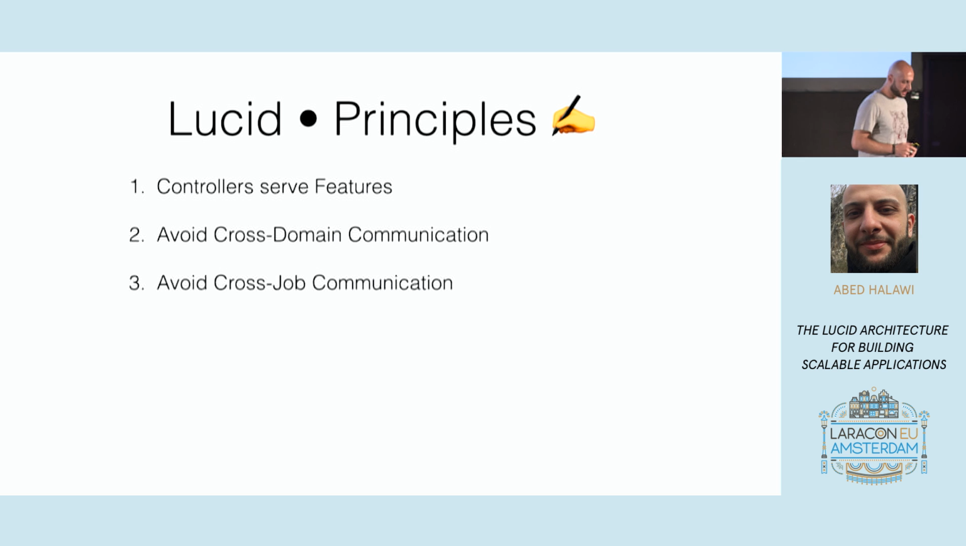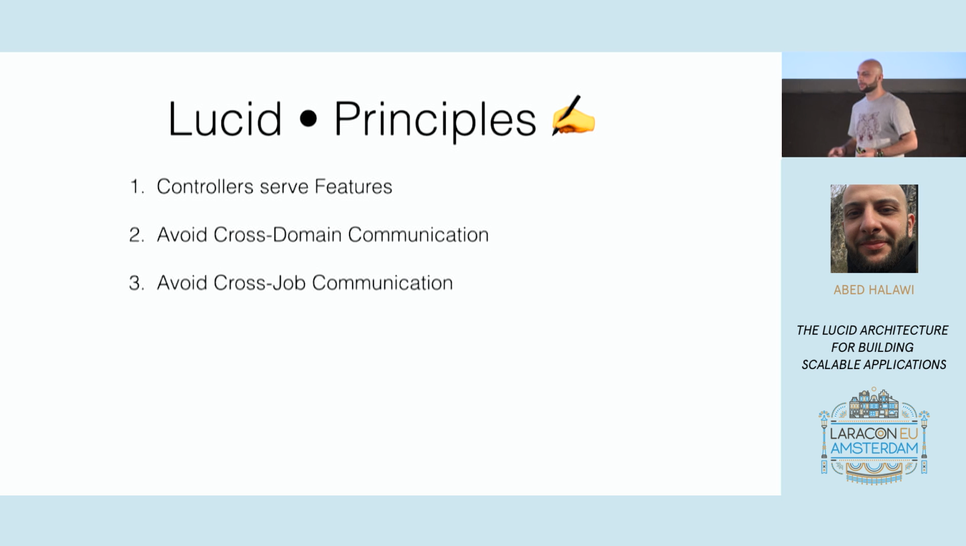Now, let me touch back on the principles of Lucid. Controllers serve features, and this is all that they do. There's nothing else that they do. They shouldn't. And each method in the controller will serve one feature only. We should avoid cross-domain communication. Domains do not know about the existence of each other. They should not have any dependency between each other, so you can think of them as isolated in your application. You have that domain, it has its own jobs, it does its own thing. It has nothing to do with anything else from the outside world.